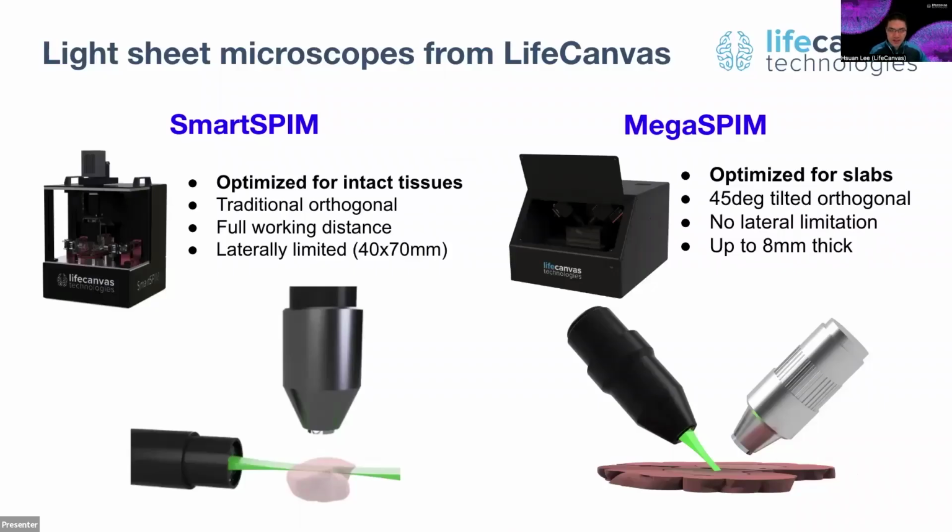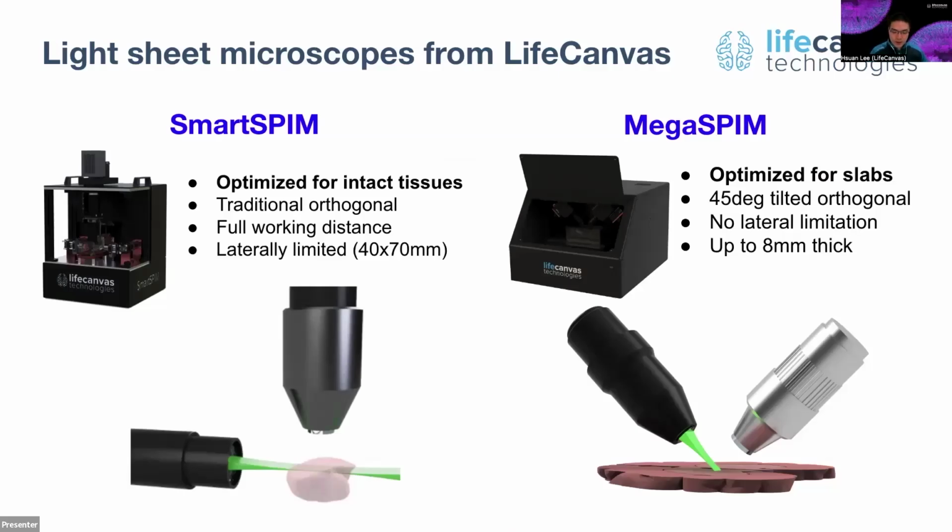Over the past decade, there have been several different configurations of the light sheet microscope, including two of our own, optimized for different tissue types or tissue geometries. On the left, we have the SmartSpim, optimized for large intact tissues; the largest we can image is an intact marmoset hemisphere. On the right, we have the Megaspin, more optimized for a small sample array or large coronal slabs of the human brain, or NHP.